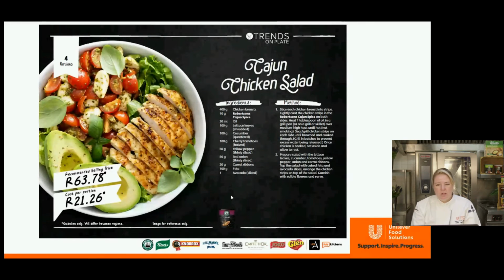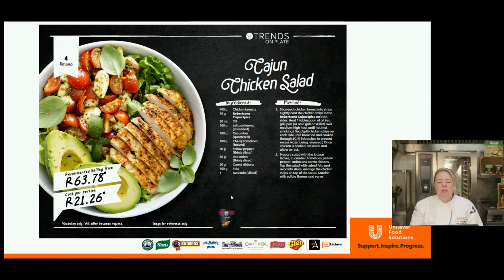Okay, so we've got a Cajun chicken salad. That's a standardized recipe that we're going to use, and we are going to cost it as well. At the top left corner, you will see that this is a 4-portion recipe. So you know that this recipe is enough for 4 people or 4 servings.